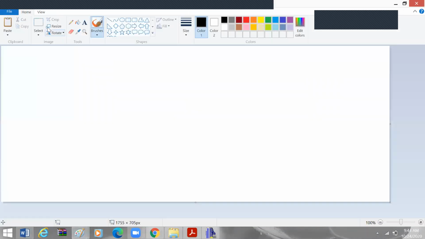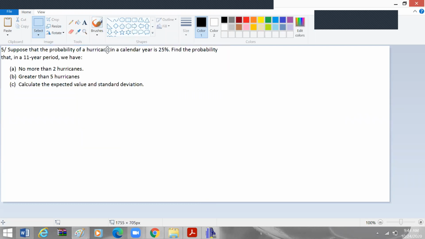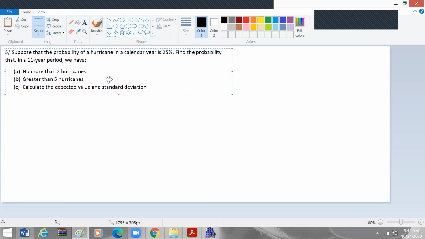So what we have right there: suppose the probability of hurricanes in a calendar year is 25%. That's huge, that's crazy, a 25% hurricane. Anyhow, we need to figure out what the p and the n are. N is 11. Very good. And what is the p? 25%. Yeah, 25%.